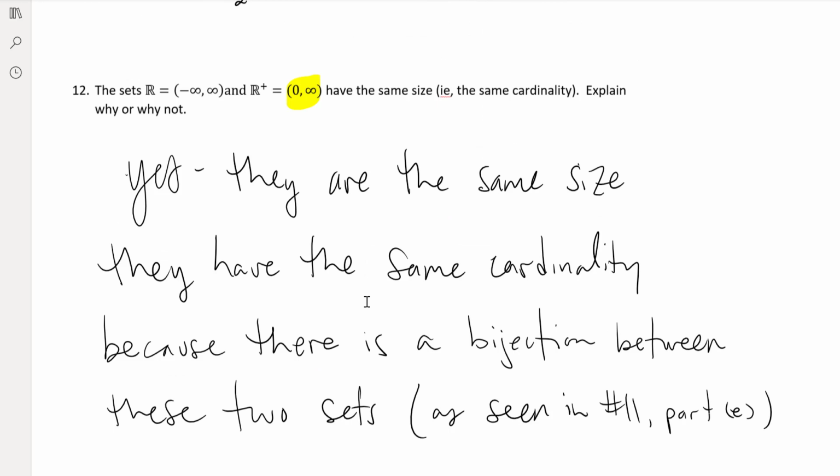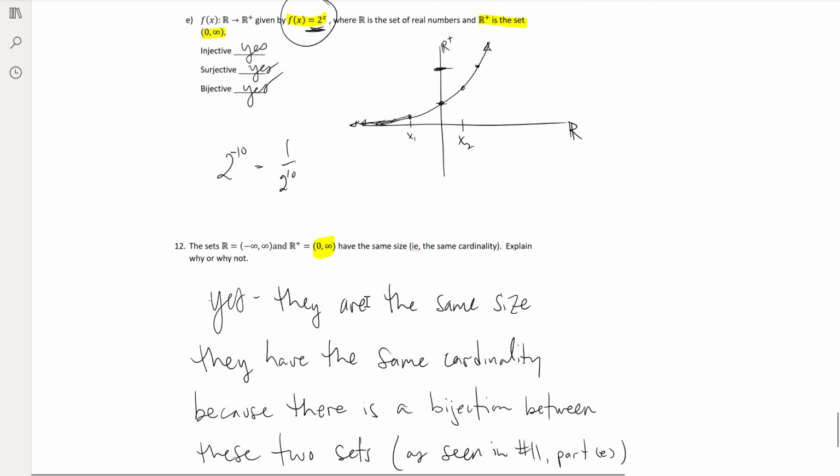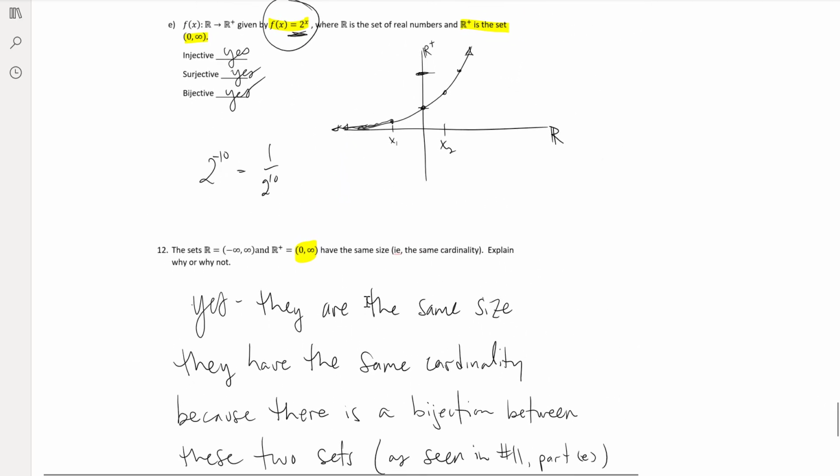They have the same cardinality because there is a bijection, or you could say there is a one-to-one correspondence between these two sets, as we have just seen in question number 11 in part E. We just saw that the exponential function forms a bijection between these two sets. So they have the same cardinality. They have the same size.